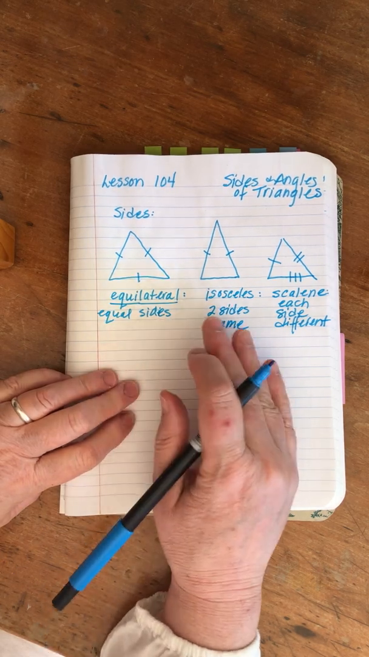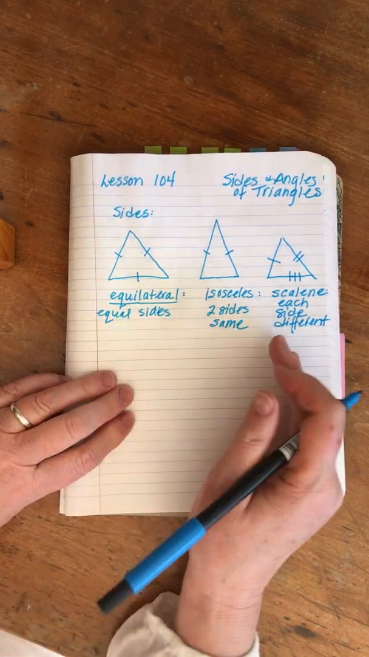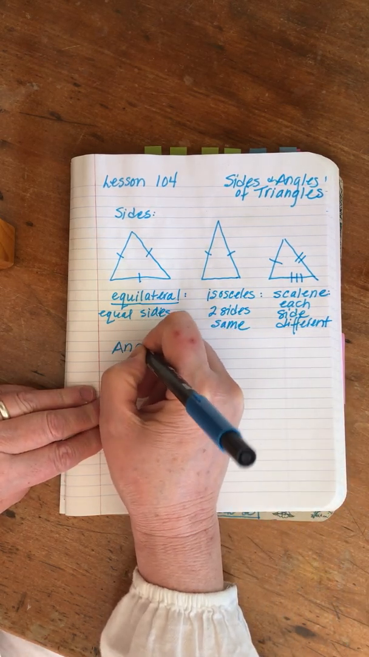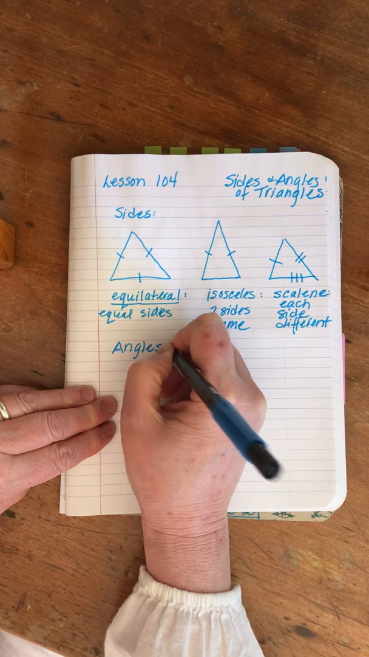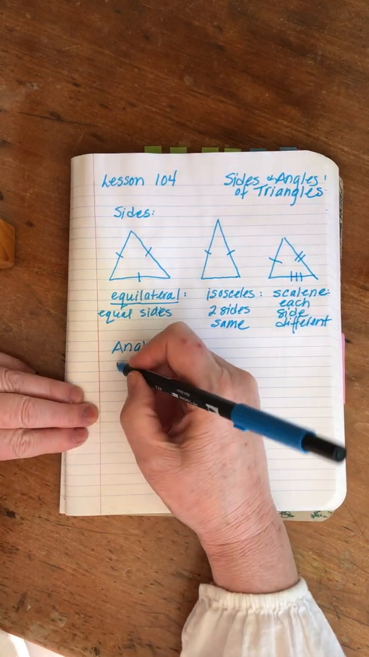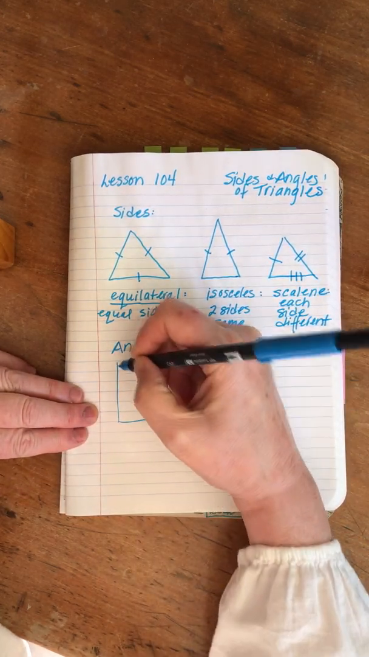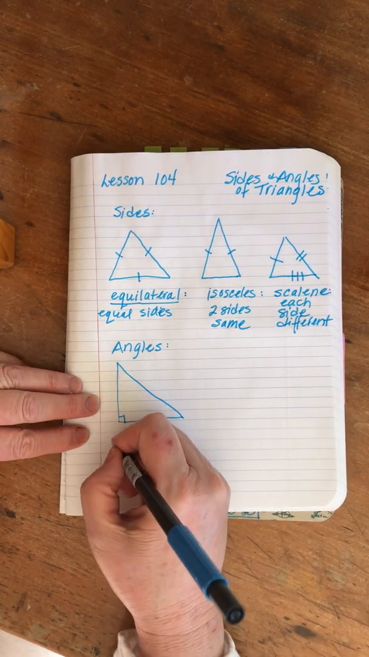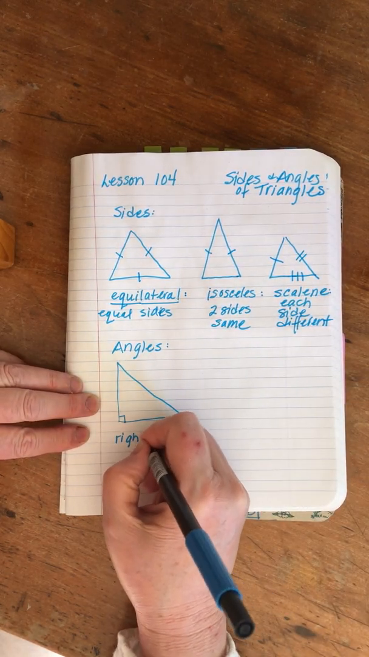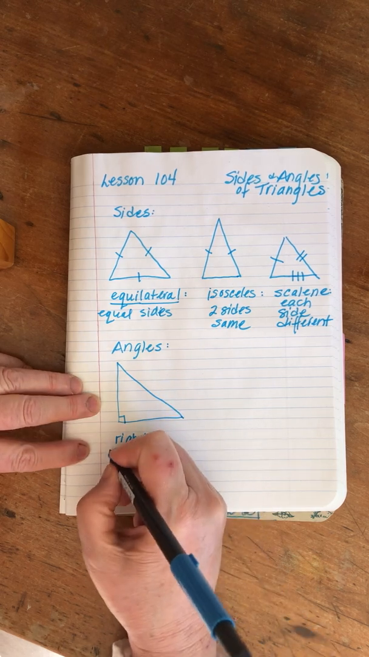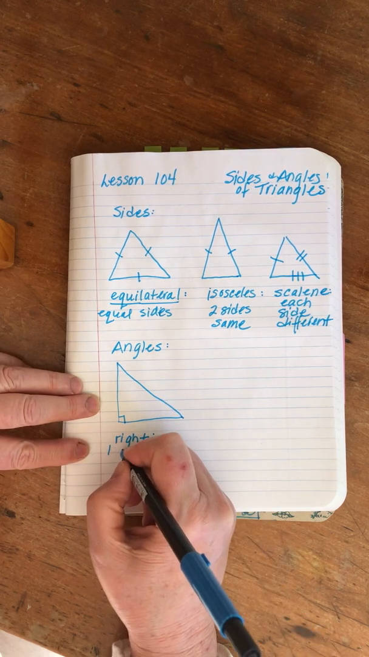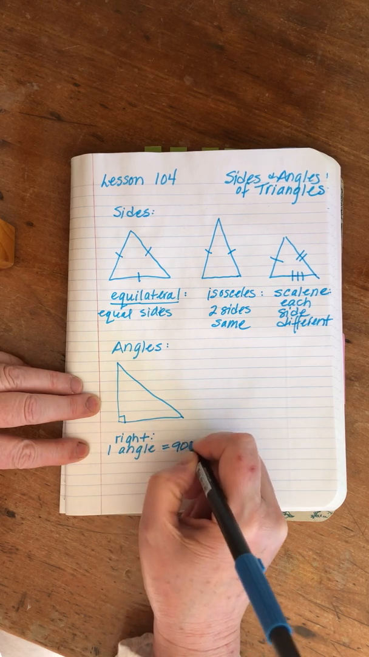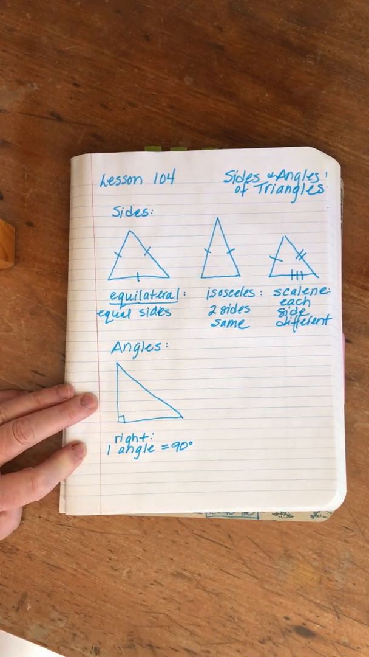This is classifying the triangles according to the lengths of their sides. Now, we can also classify triangles according to their angles, the size of their angles. The first one that we like to talk about is the one that makes a perfect corner. We call that a right triangle. And a right triangle has one angle equal to 90 degrees. That's this one, right?